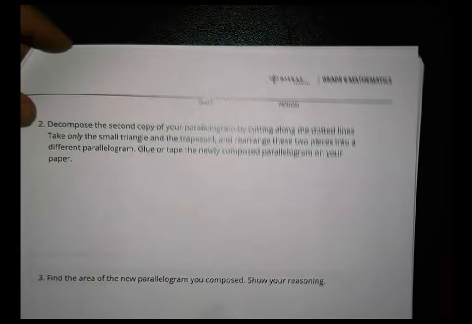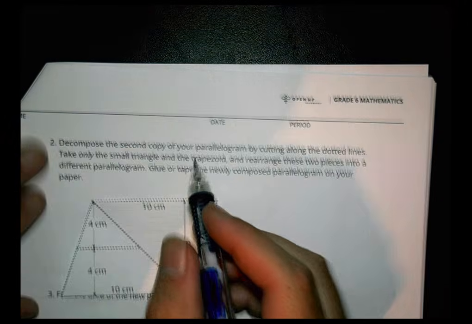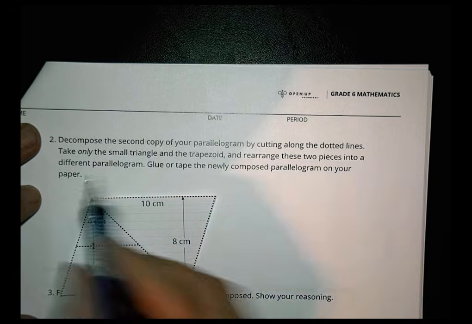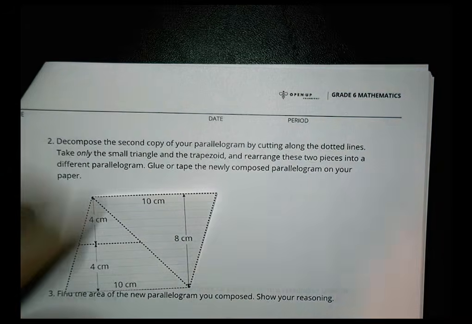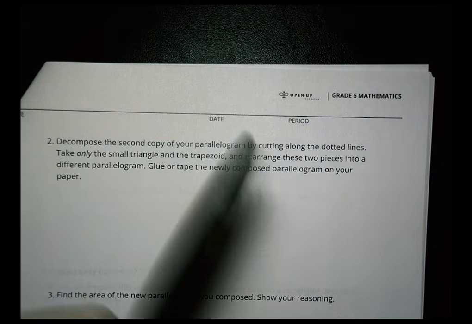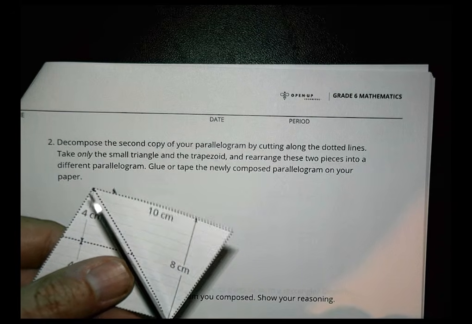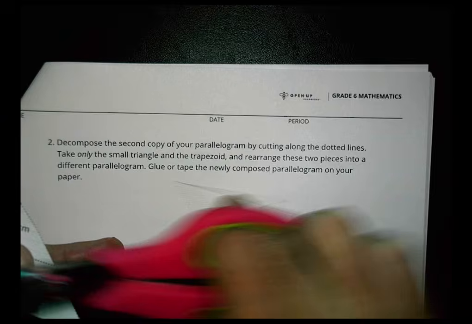Decompose a second copy of parallelogram by cutting along the dotted lines. Take only the small triangle and the trapezoid and rearrange these 2 pieces into a different parallelogram. Okay, so we're going to cut here and cut there. First of all, on this one, I'm going to cut along this diagonal line right there. So now I have a medium triangle.